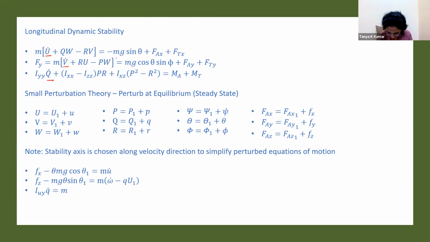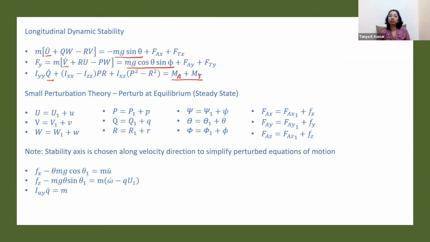These are the same three equations. I've just substituted the Fg terms. This is Fgx, this is Fgy, and the pitching moment is the one due to aerodynamic and one due to propulsive forces: moment due to aerodynamic forces, MA, and moment due to propulsive forces, MT. The rest of the terms are the same.